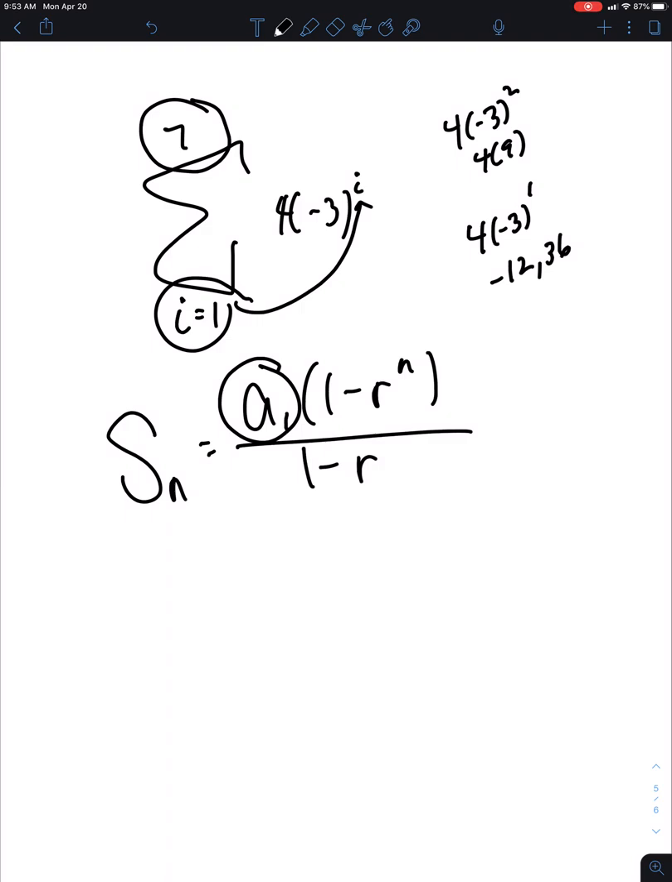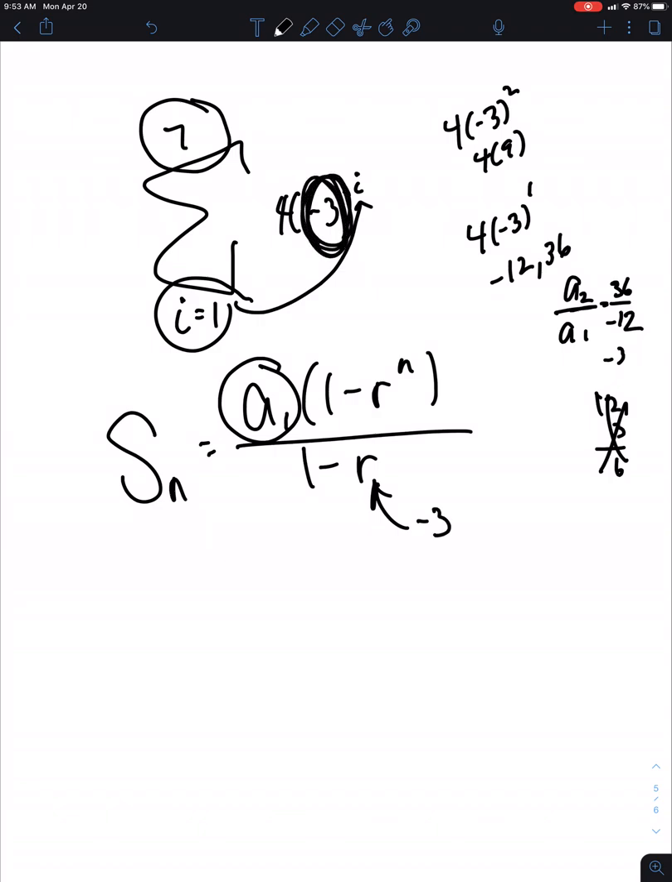Okay. And so you would want to find the ratio that way. You do A2 divided by A1, right? And you would want to do 36 divided by -12. What is that? Is that 3? Let me see. Again, I don't have a calculator in front of me. So it's going to be -3. So my ratio is -3. Okay, which makes sense because there's my ratio right there. Okay. And n is 7.